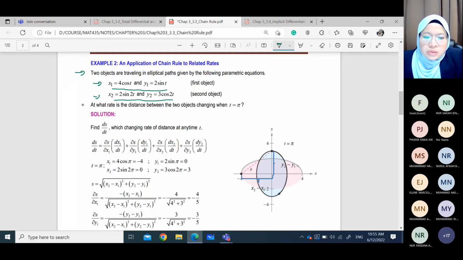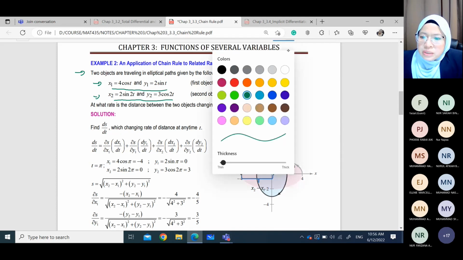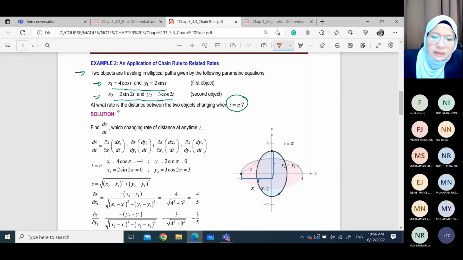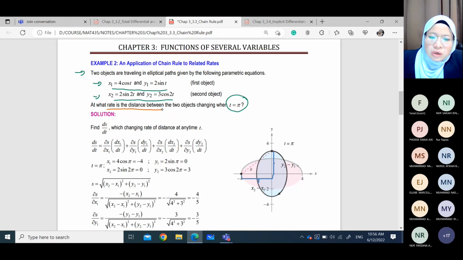Okay, the question asks you to find at what rate is the distance between the 2 objects changing when t equal to pi? Okay, so this is your key question, which is you need to find the rate of change of distance between 2 objects. So kat sini ada perkataan distance. So maknanya you kena cari perubahan bagi jarak antara 2 objek tersebut. Okay, and t is equal to pi.